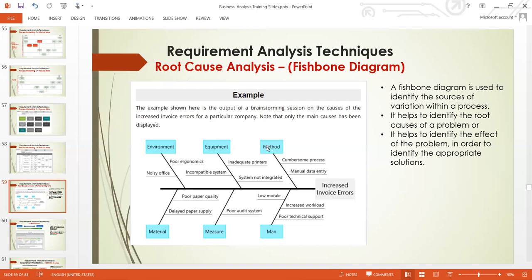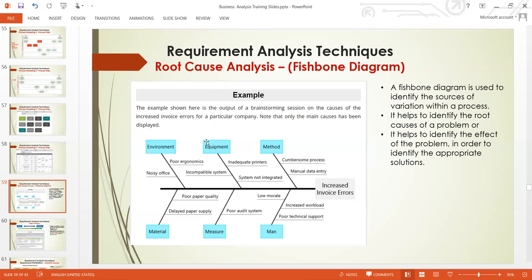Looking from the method, you find out that it is a too cumbersome process. And now you can see that they are using manual data entry. At this point, most organizations don't use manual data entry when it comes to accounting in order to reduce errors. They are beginning to phase out manual data, beginning to automate most of the activities within the accounting department to reduce error. But as you can see here, they are still using manual data entry. And that's why it's causing this problem.